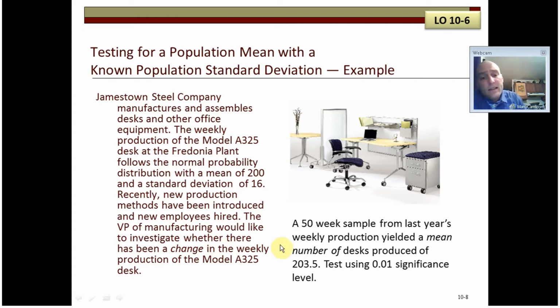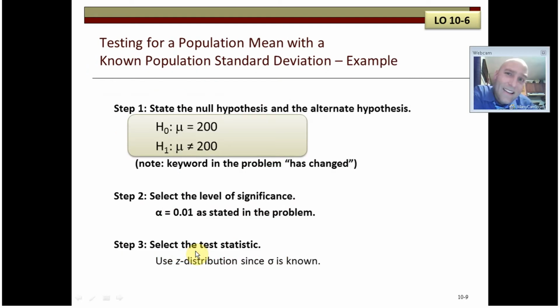Well, when we look at the sample mean of 203.5, we presume that those changes created an increase. So we might presume it's a directional hypothesis. We can't make that presumption. We must operate on what the question asks, and in this case, it's has there been a change?